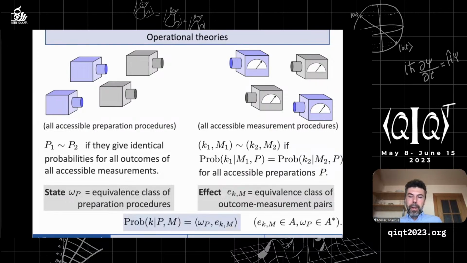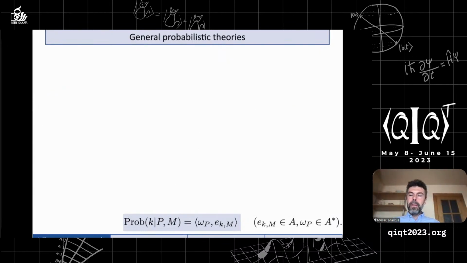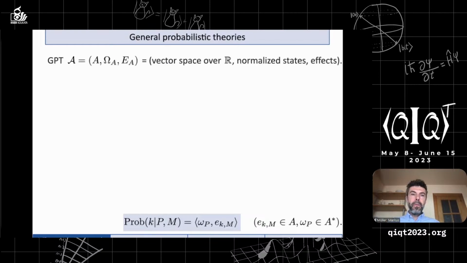And what you can do is you can pair these two together. You can say, suppose I prepare that state, I measure that effect. What is the outcome probability? Mathematically, you can do this by saying that the states omega live on some dual space A star, the effects live on some vector space A, and then you can combine them to get a number. So this is how you obtain general probabilistic theories.